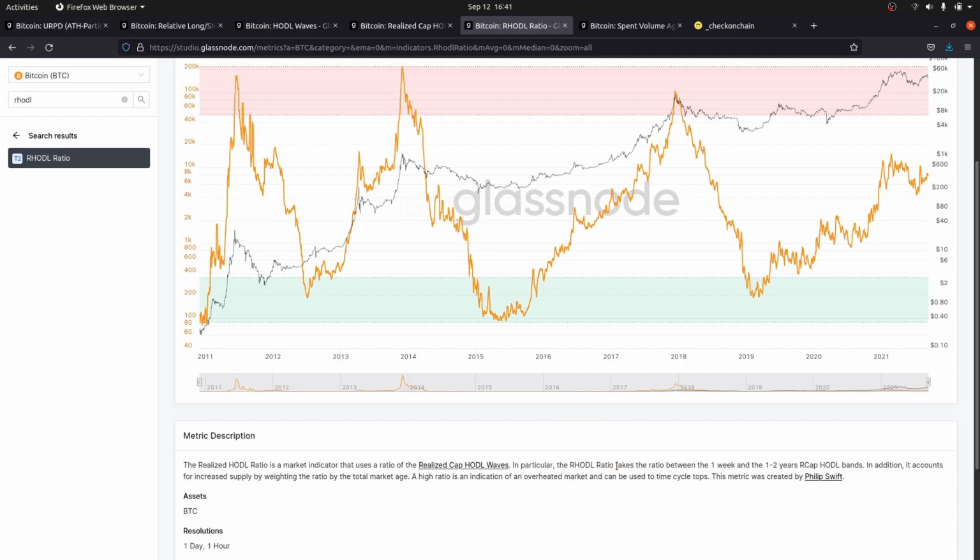Now, what the HODL ratio does is it takes a ratio between the 1 week, the brand new, new people coming in, maximum hype, they normally peak at blow off tops, and the 1 to 2 year realized cap HODL ratio, HODL waves. So we'll come back to what that means in the realized cap, but essentially what he's looking at is when is the maximum number of young coins, 1 week, versus old coins. When have you had maximum distribution versus brand new hands coming in, weak hands.